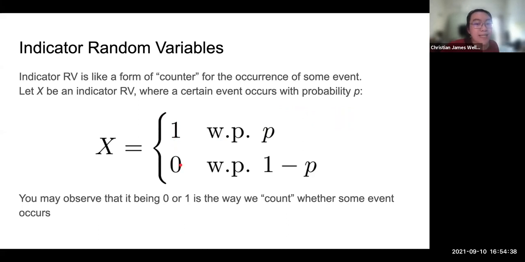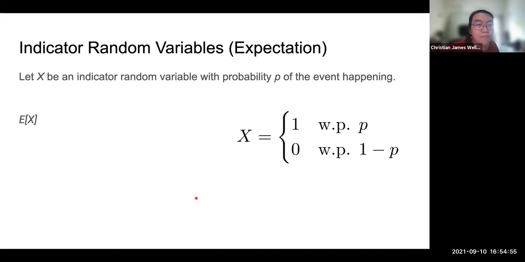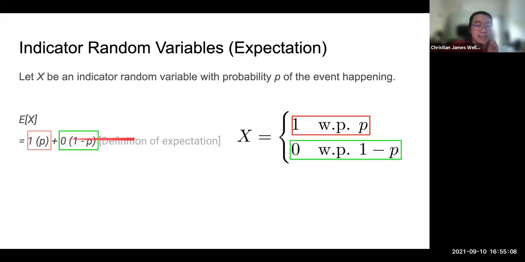This 1 or 0 means that 1 says this event happened, and 0 says this event didn't happen. We want to count how many times it happened, so we map it to 1 and 0. We count whether some event occurs or not. The very useful property of an indicator is its expectation. By the definition of expectation, it takes on the value 1 with probability p. So it's 1 times p plus 0 times 1 minus p.